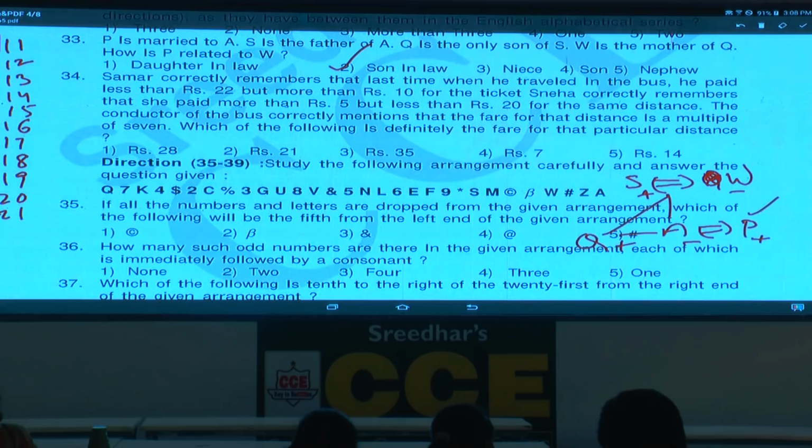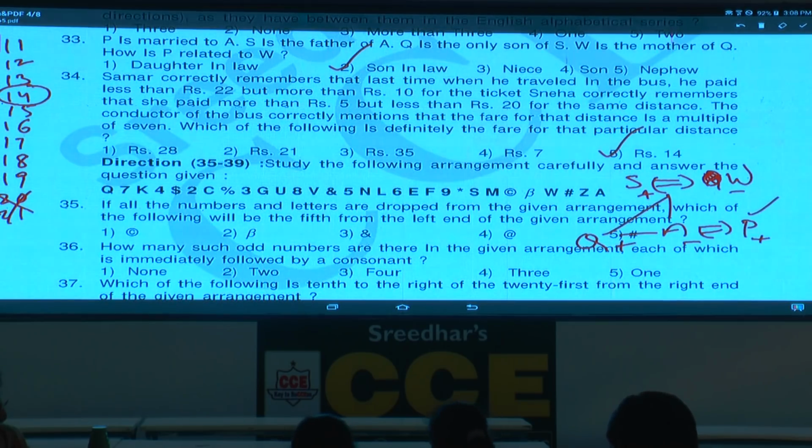Sneha correctly remembers that she paid more than 5 but less than 20. More than 5 but lesser than 20 means now these two will be ruled out. Now we are left with 11 to 19, isn't it? And the conductor of the bus correctly mentions that the fare for the distance is a multiple of 7. Now from 11 to 20, what is the number which is a multiple of 7? Only 14, isn't it? Then what is your answer here? Then choice 5, 14. Done with question number 34.